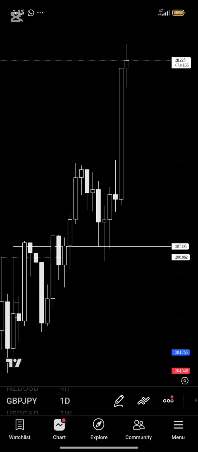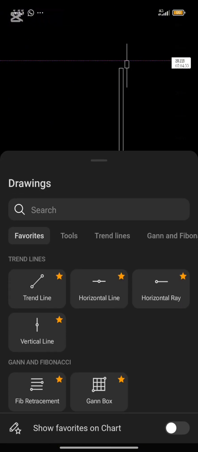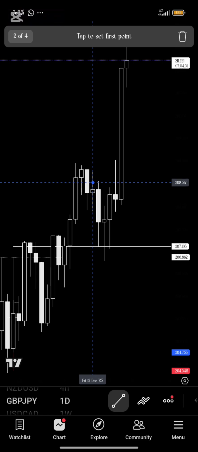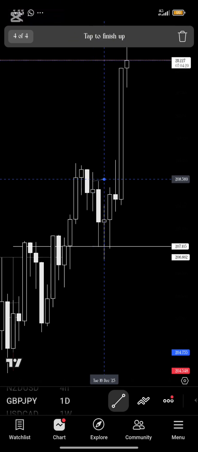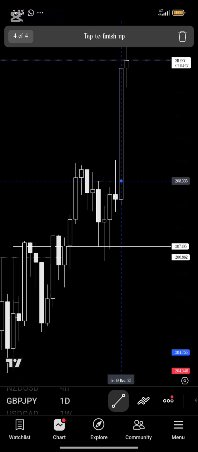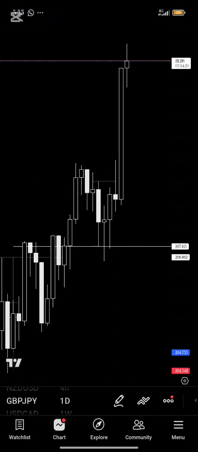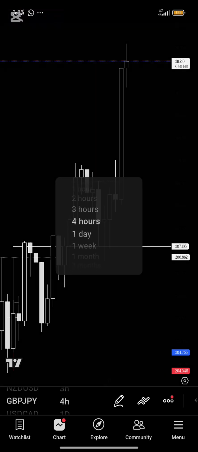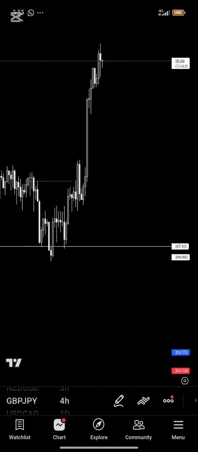once the daily shows a CRT, then we know that we'll move to the 1 hour time frame to look for our entries. 1 hour, 4 hours for our entries. So like this now, that is a CRT high. Now let's go to the 4 hours to see if we could see anything.